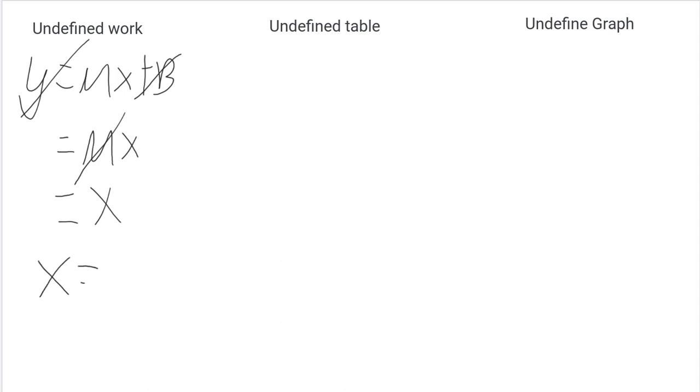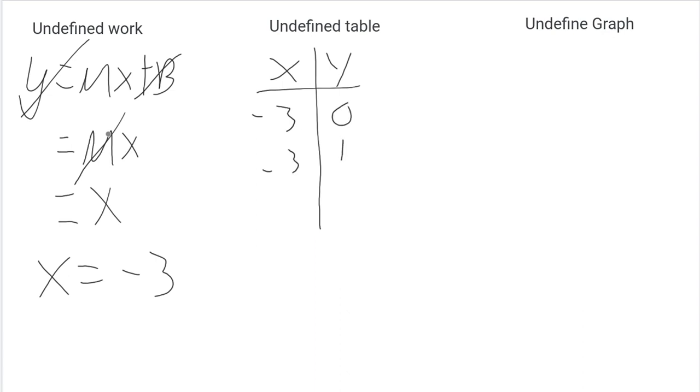So if you just see x is equal to, and then a number, let's say -3, this is undefined because there's no b, there's no y, and there's no m. It's just x. So what this would look like on a table is x is -3 when y is 0, x is -3 when y is 1, x is -3 when y is 2, x is -3. No matter what y is, x is always going to be -3.